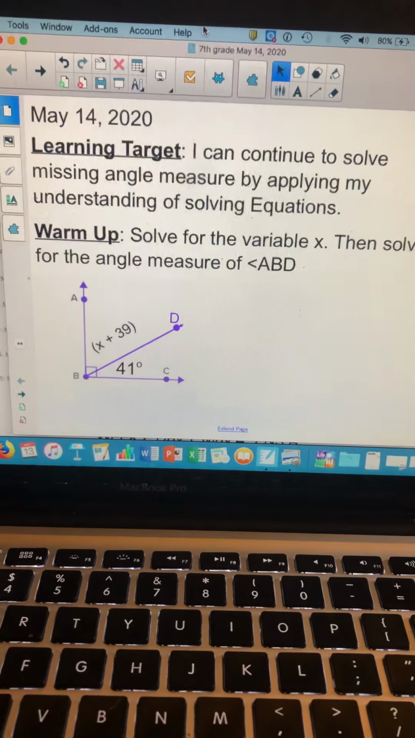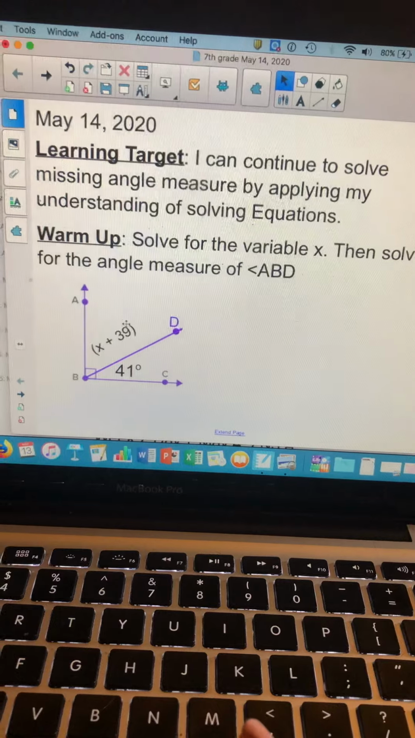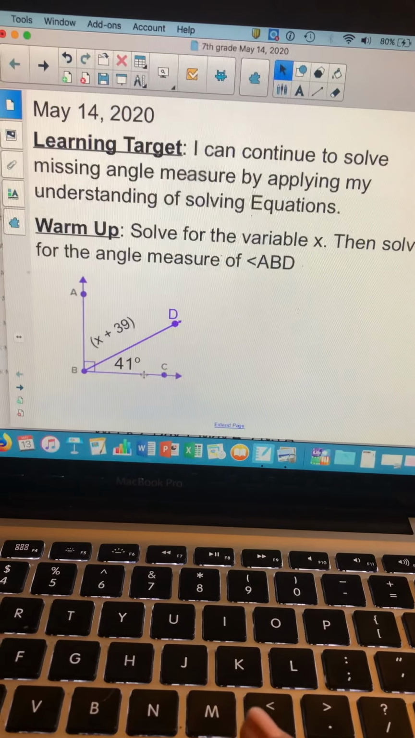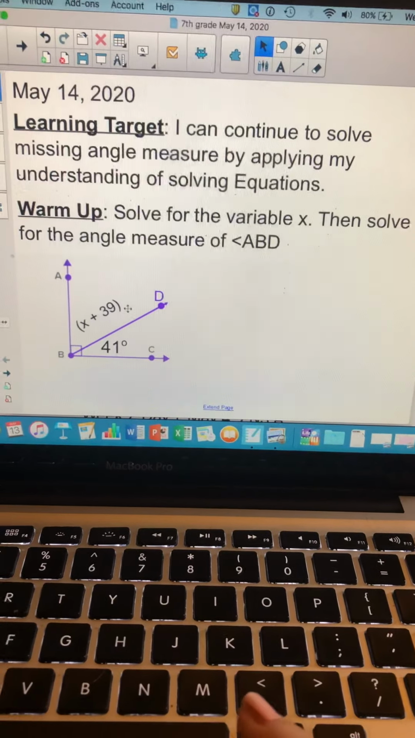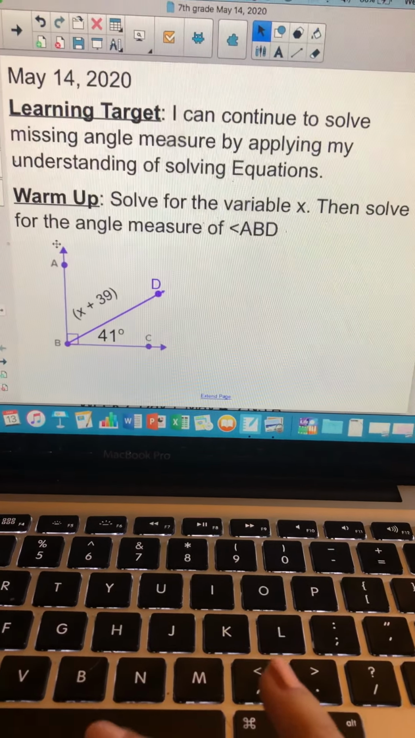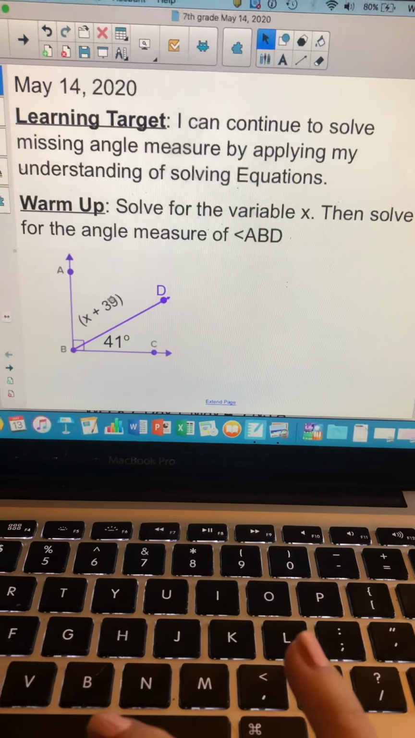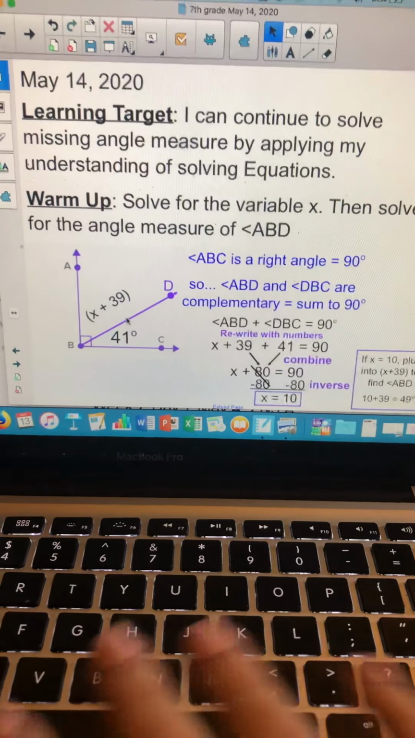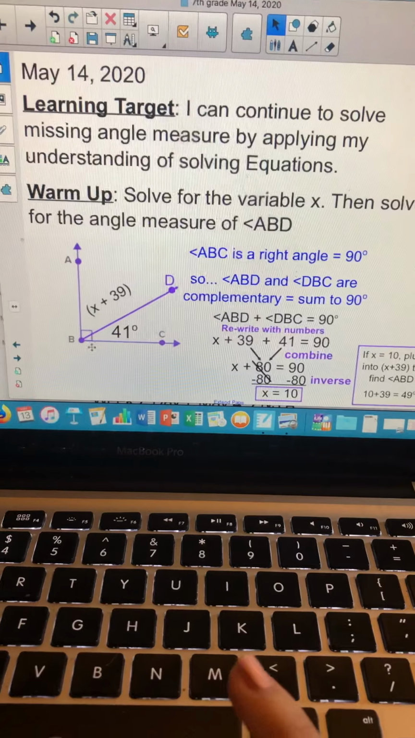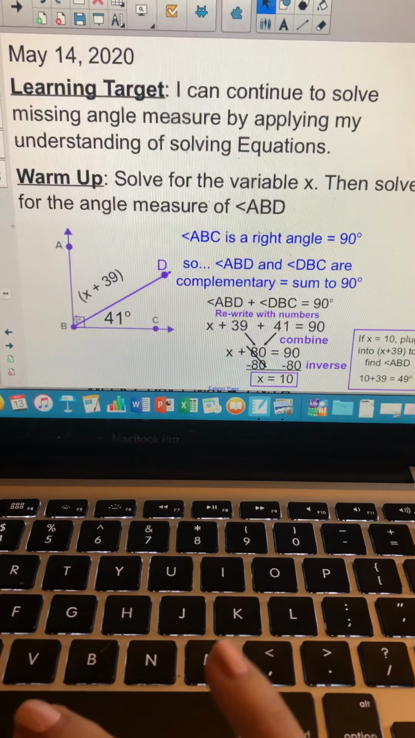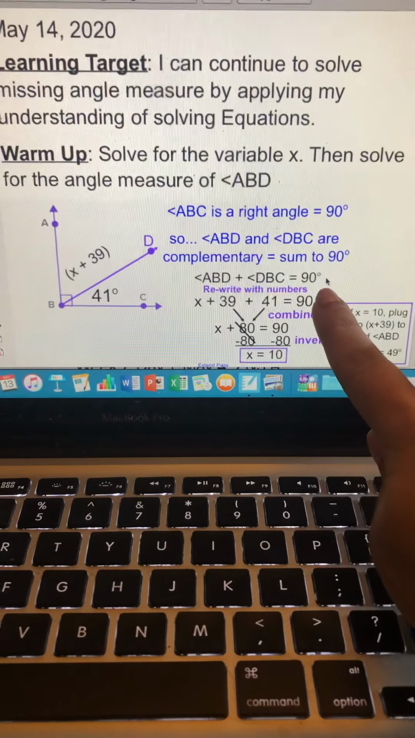So your warm-up is given the right angle. We know that these two angles would be complementary, meaning that they add to 90 degrees. So they ask you to find the variable x and then also find the angle ABD. So ABD is this angle right here, x plus 39. So in order to solve this, we would have to set up our equation. So I know that this angle, ABD, is complementary to DBC. So that means that they add to 90 degrees. That's what I have right here.